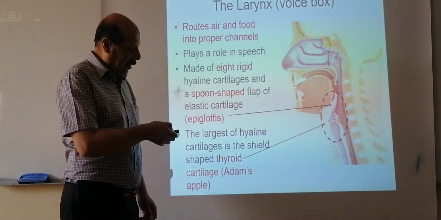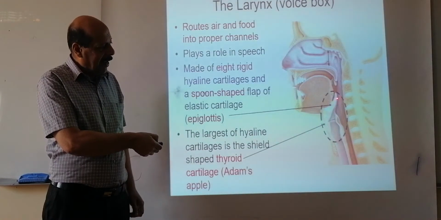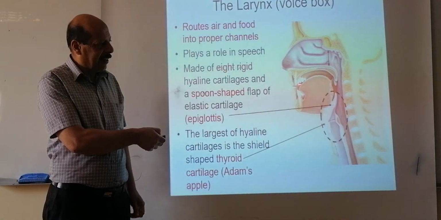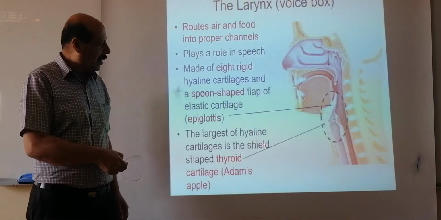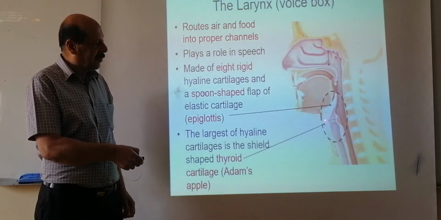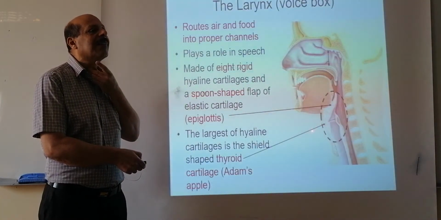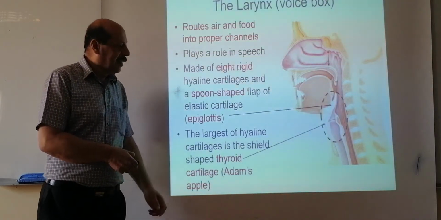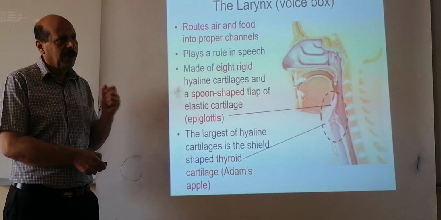So this is the epiglottis. It is behind the tongue. This is the tongue, and the epiglottis is behind it. And this is the thyroid cartilage that we can see as the Adam's apple, on this side here. It is more prominent in males than in females. In females, it is smaller.